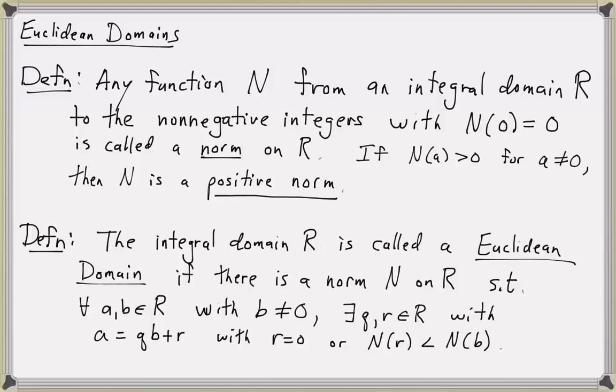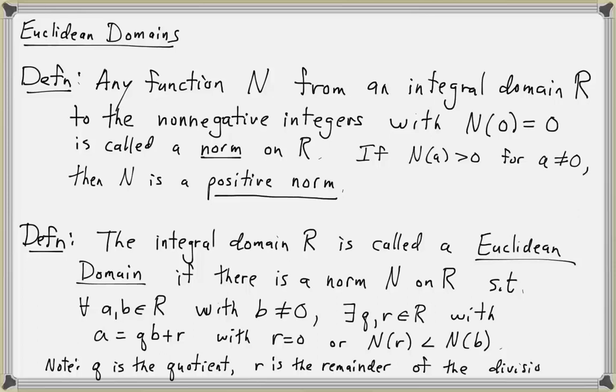So we see that an integral domain R is called a Euclidean domain if there is a division algorithm for the elements in the domain. The element q is called the quotient, and r is the remainder of the division. So again, we see that Euclidean domains are integral domains that have a division algorithm. So let's look at some examples of Euclidean domains.